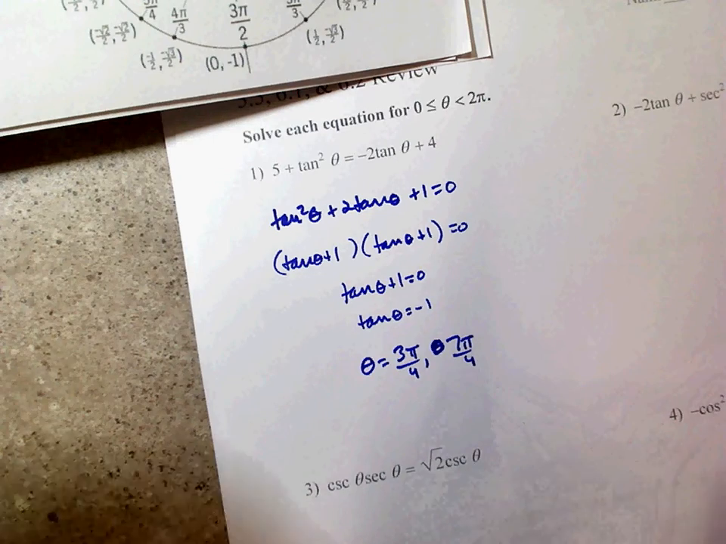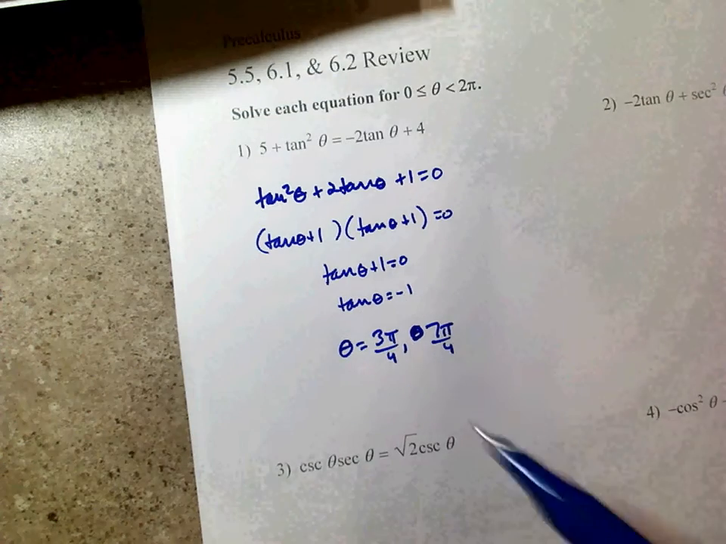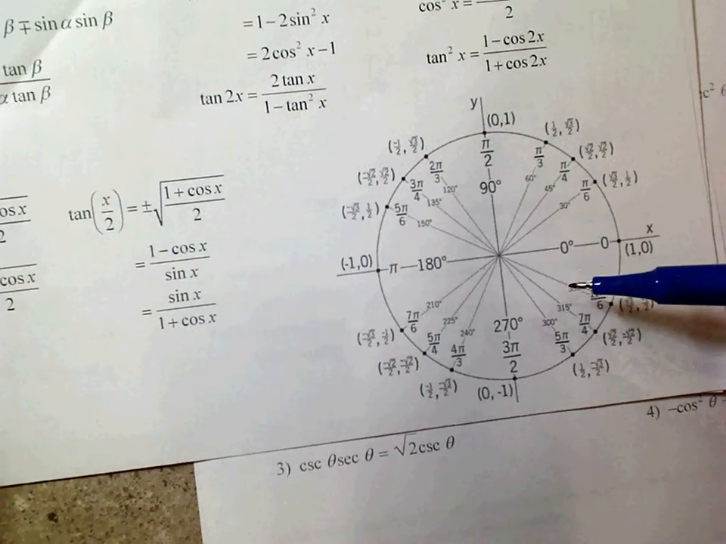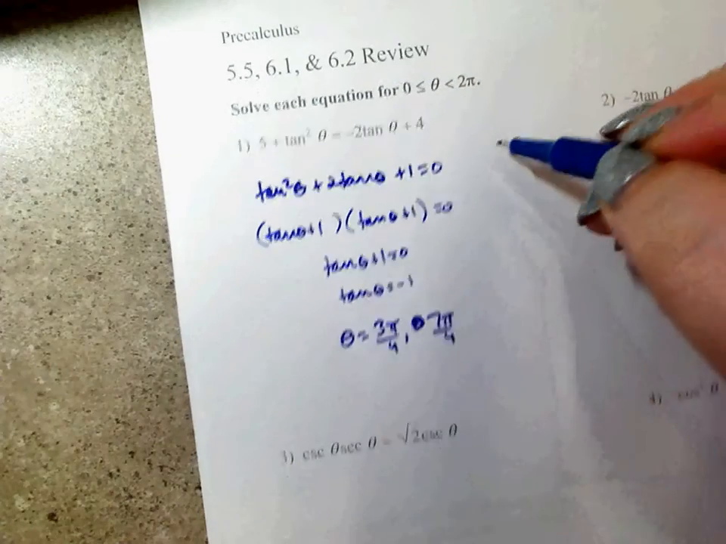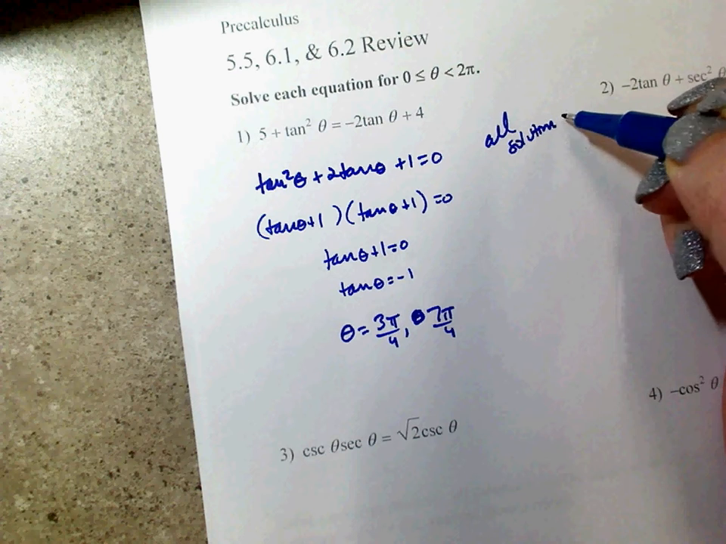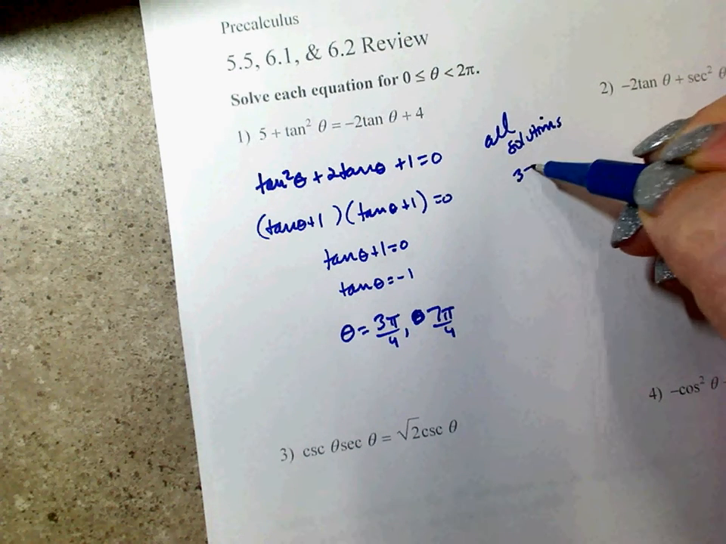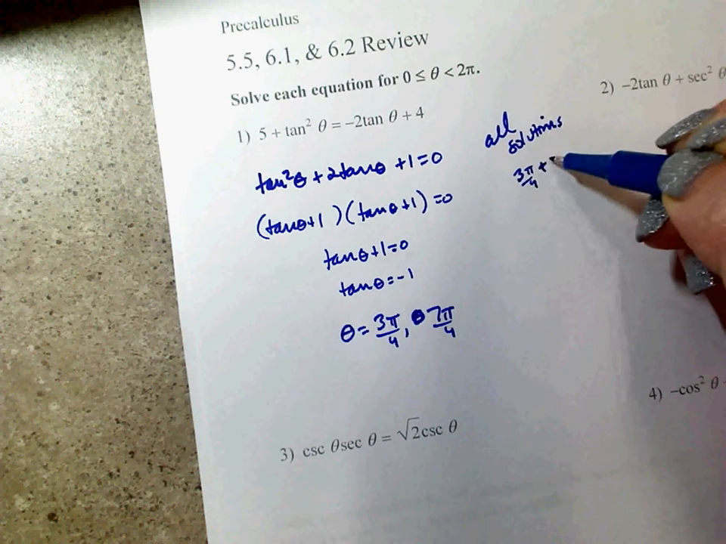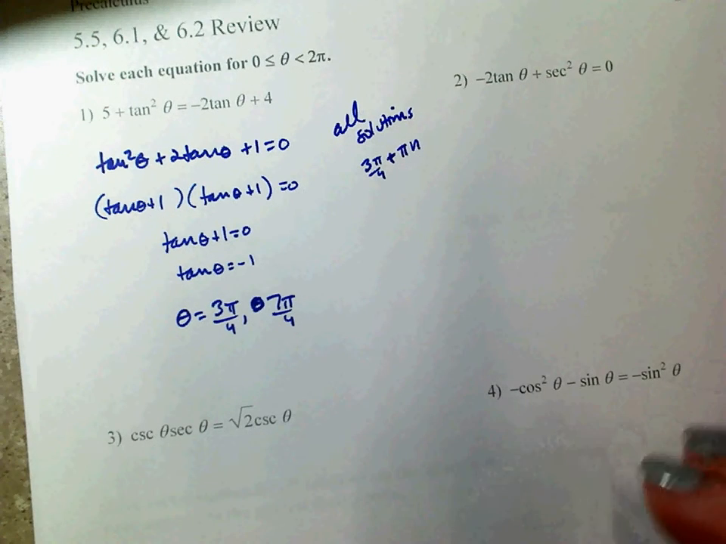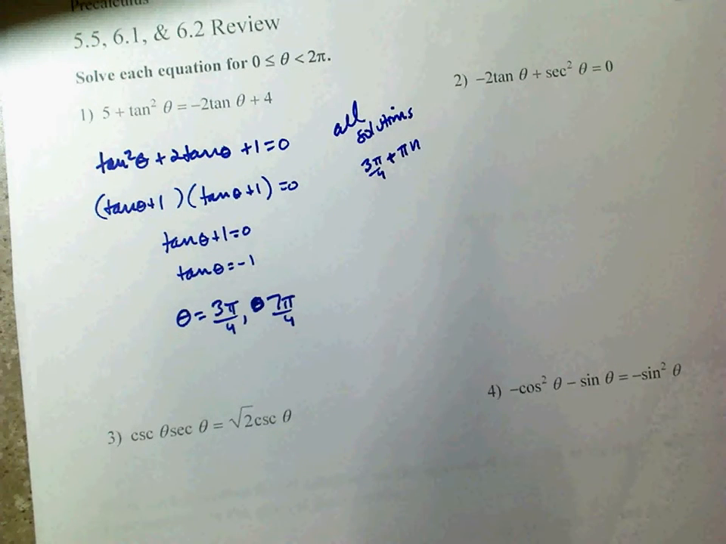All right. Now, if I had asked for all answers, then these are only pi apart. So I could have said, if it said all answers or all solutions, then I would have said 3 pi over 4 plus pi n. Okay, because every pi would be another answer. All right.